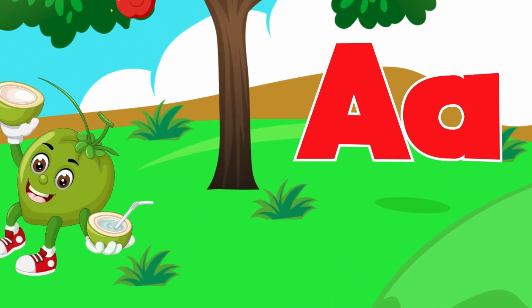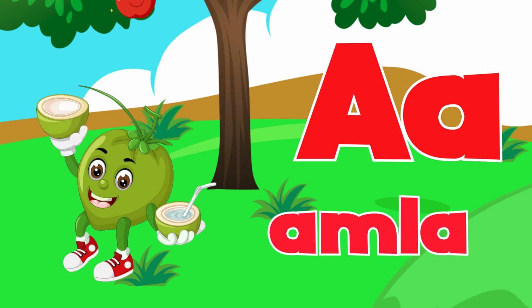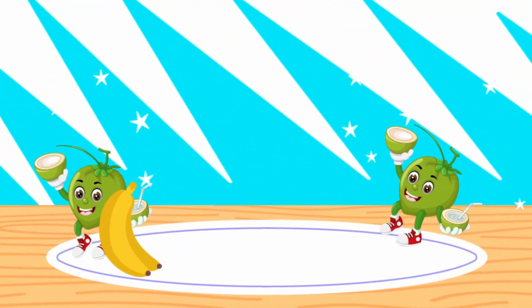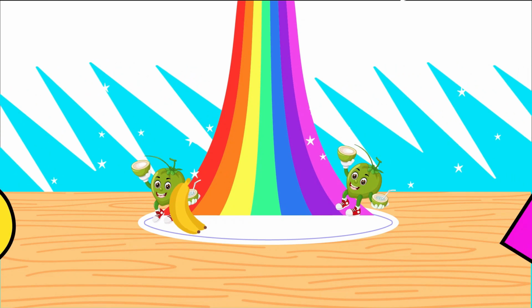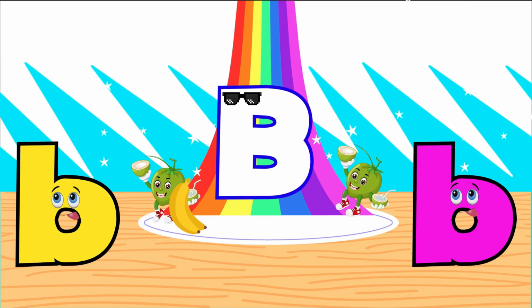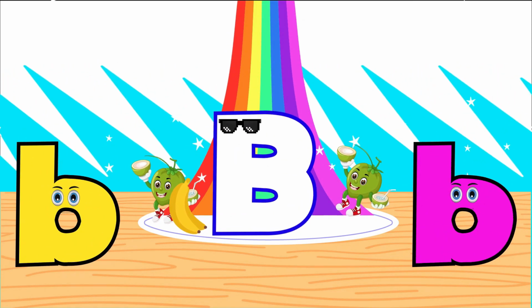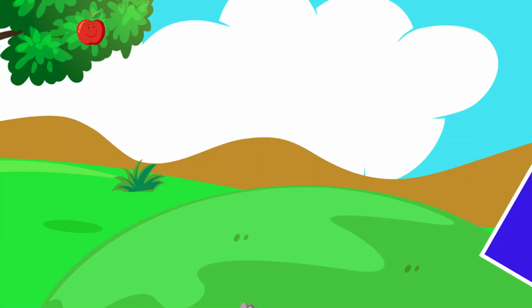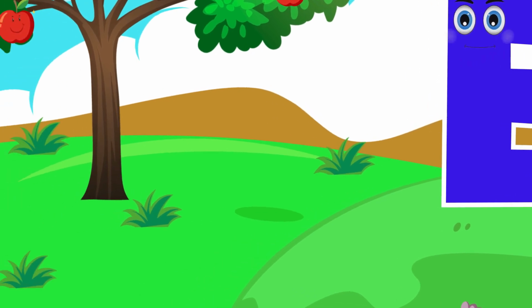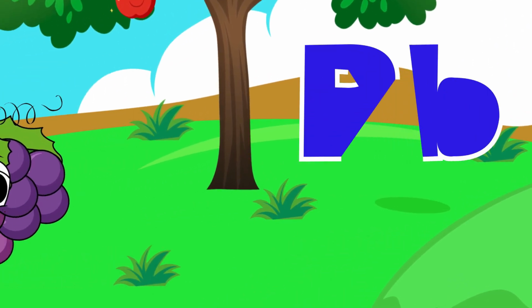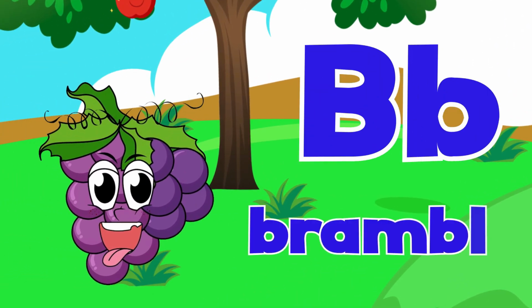A. Amla. Sweet and crispy. B, B, B. Bramble. Soft and sweet.